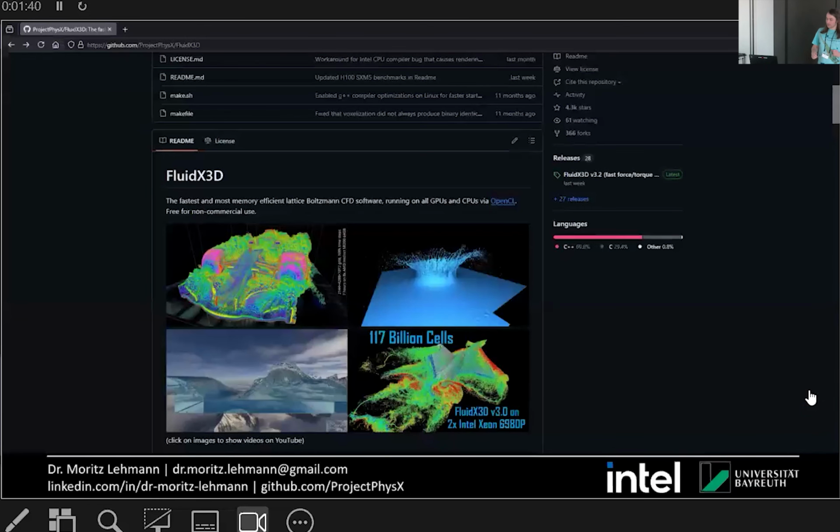So what is FluidX3D? I put the GitHub page here as the first thing: github.com/projectphysics/FluidX3D. It is the most memory efficient and fastest lattice Boltzmann computational fluid dynamics software out there. I wrote it from the necessity to have such a software as a tool for my own PhD work, for my research on raindrop splashes like this here. There just was not a software that could compute thousands of raindrop splashes at very high resolution in a reasonable runtime. So I had to do it myself.